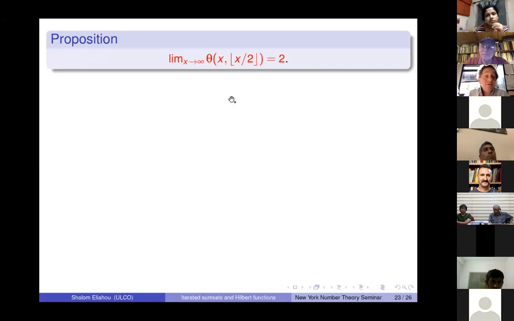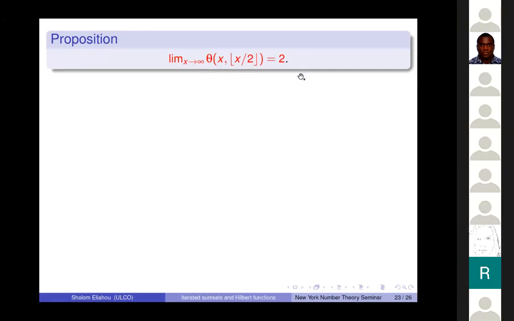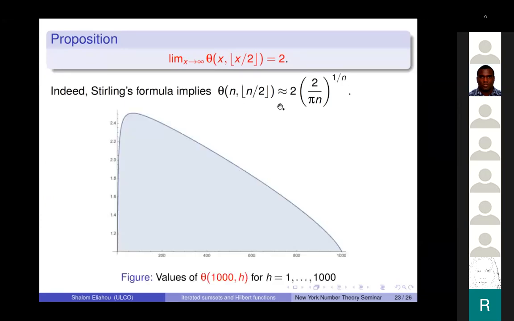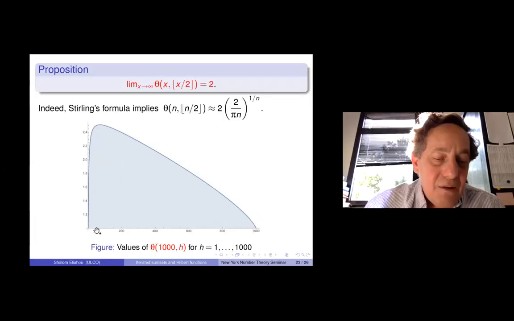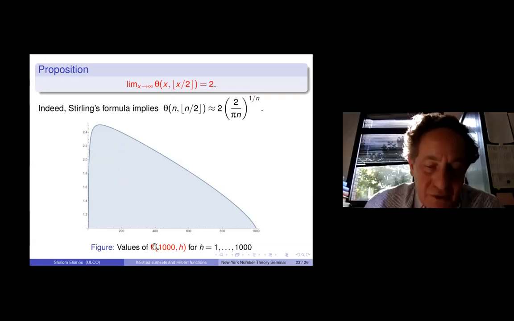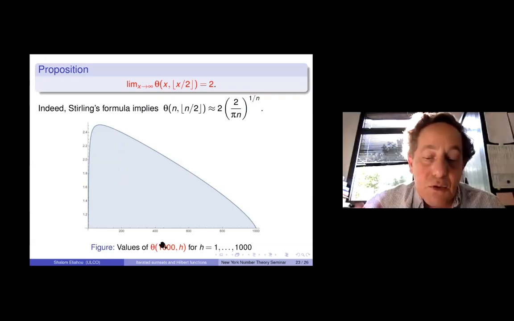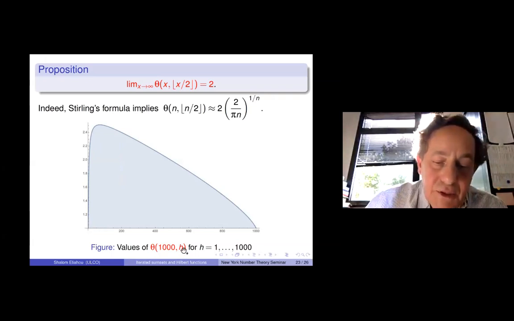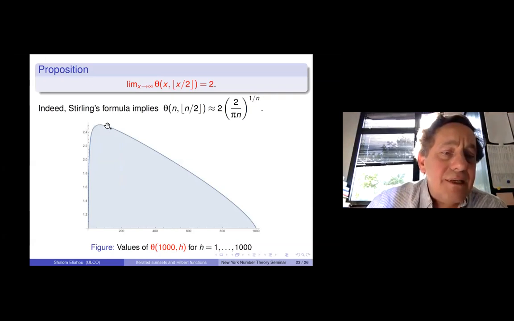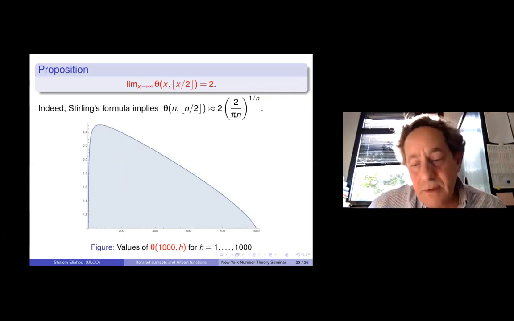Also, this factor, in fact, quite often is above 2. You can derive this from Stirling. And here is a graphical depiction of the function theta for x equals 1000. You see, when h is small, it grows very, very fast. But of course, it cannot exceed 2.771. And then it decreases rather slowly.